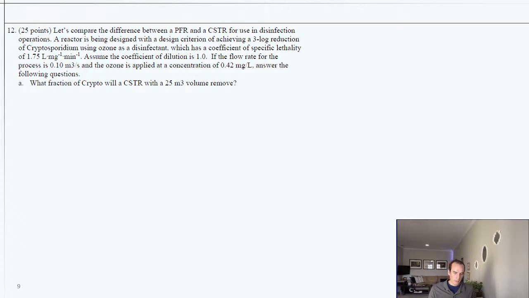Okay, so then that brings us to our last problem, where we're going to compare a plug flow reactor and a CSTR for use in disinfection operations. And we have a reactor that's being designed with a criterion for achieving a 3-log reduction. Side note, that is 99.9% removal. So let's go ahead and get that clear right now. That would also correspond to a fraction of 0.999, or 0.001 as a fraction remaining, 0.1%.